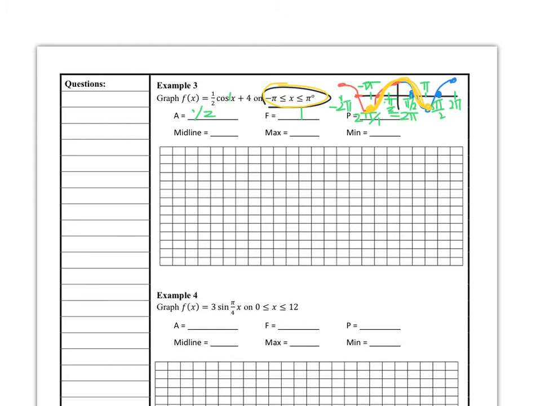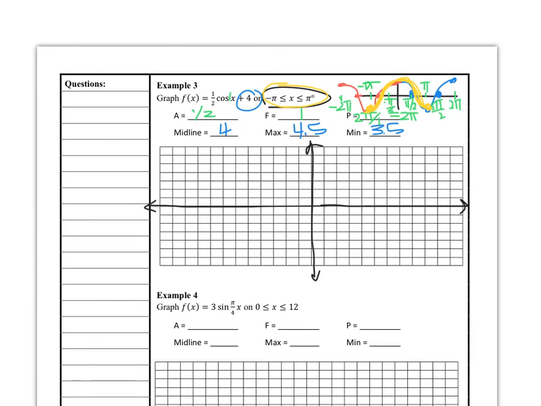So midline is related to your shift, 4. Maximum, it only goes up 1/2, so this would be 4.5, and it only goes down 1/2, so this would be 3.5. So draw your axes on here. Y-axis should go smack dab in the middle, and then your shift line or your midline.